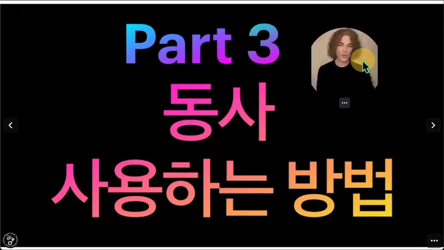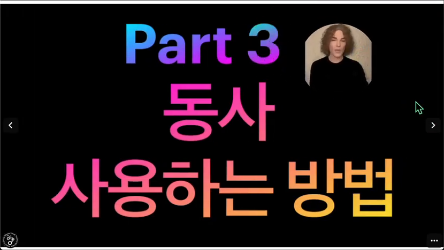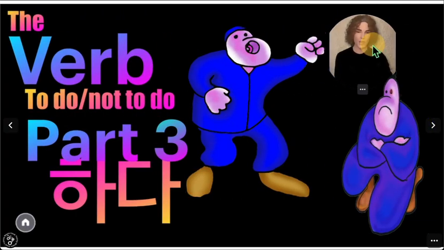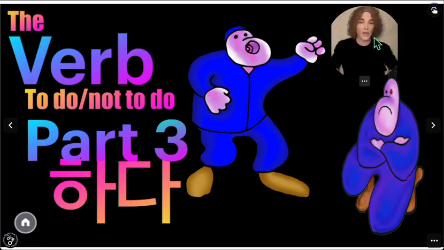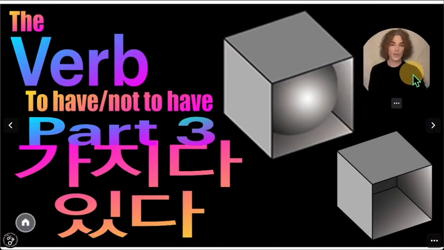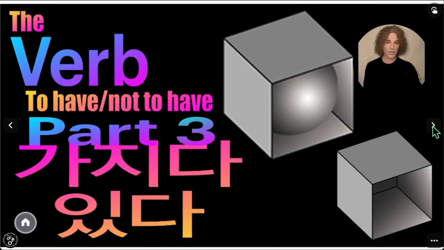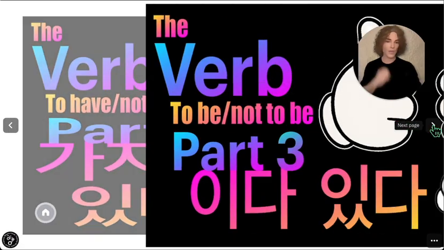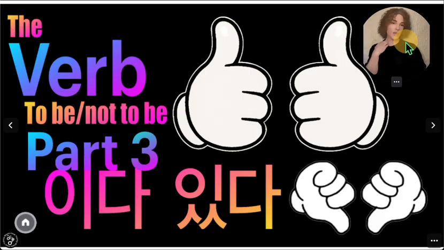Also, now we move to part 3. Part 3 is the verb. So in part 3, the third interactive PDF, we talk about the verbs, and this first icon or image we learn is to do or not to do. Then we learn to have or not to have. Then we learn to be or not to be.